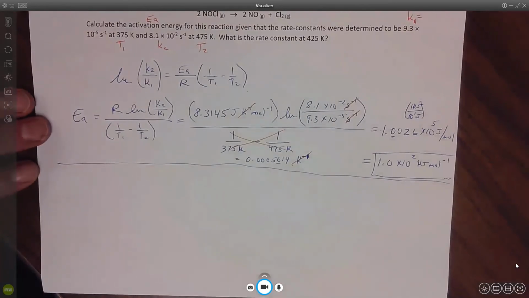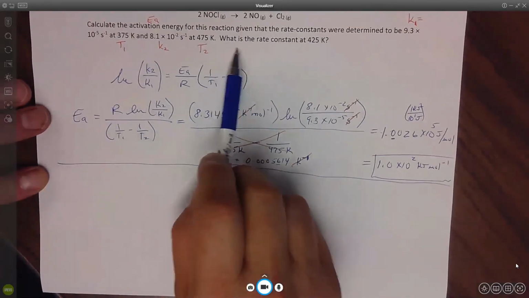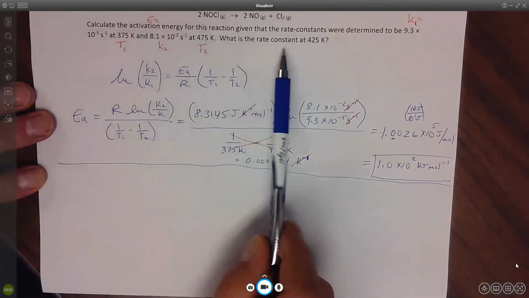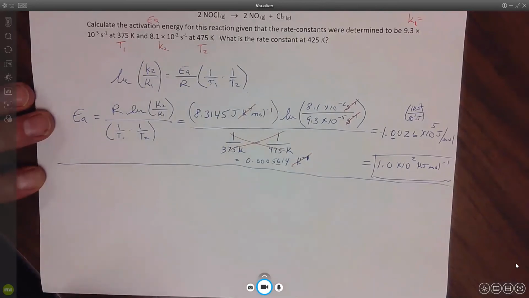Okay, now what about this second part? Now I want to know what the rate constant is at 425 Kelvin. How am I going to solve that? What concept, idea, equation, what am I going to do to solve this? I want the rate constant at 425 Kelvin.